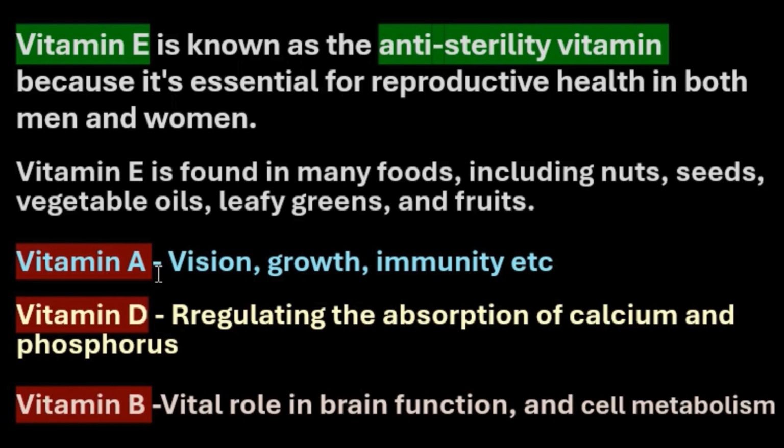So, other vitamins we can see, vitamin A is very important for the vision, growth and immunity. Vitamin D is very important for regulating the absorption of calcium and phosphorus. So, vitamin D is essential for the absorption of calcium for the health of bones. Vitamin B complex is vital in brain function and cell metabolism.